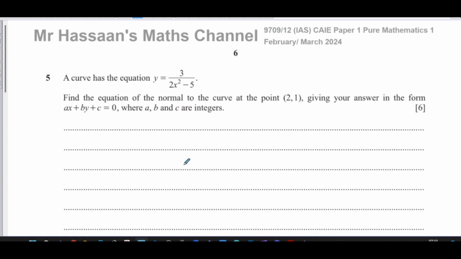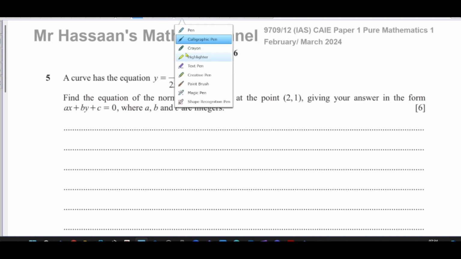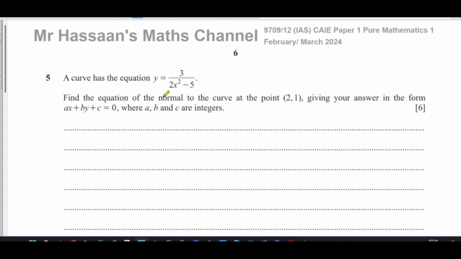I'm now answering question number 5 from the February-March 2024 Cambridge 9709, paper 1, variant 2. This is pure maths paper 1. And this question is about a curve which has the equation y equals 3 over 2x squared minus 5, and we want to find the equation of the normal to the curve at the point (2, 1), giving your answer in the form ax plus by plus c equals 0, where a, b, and c are integers.